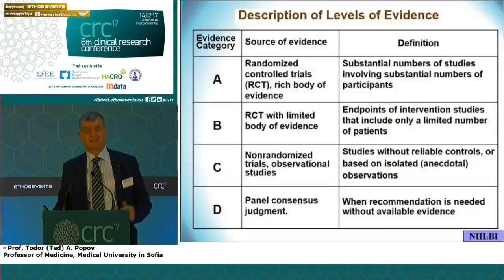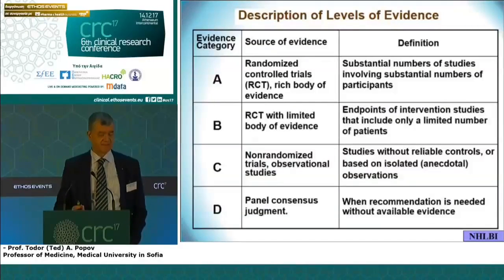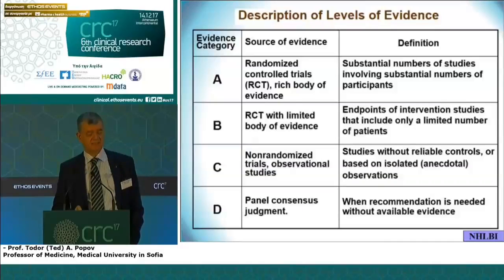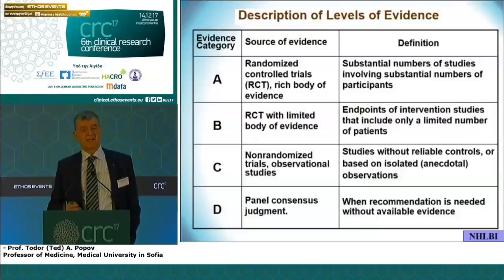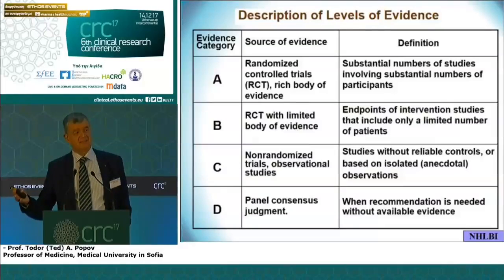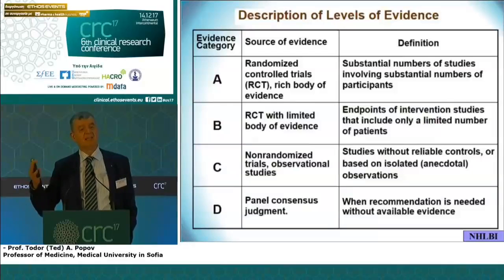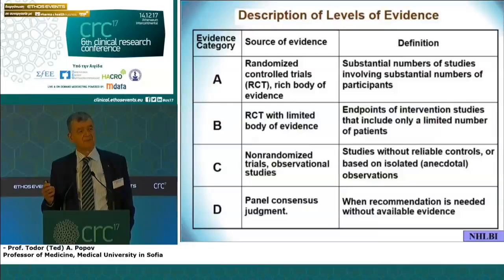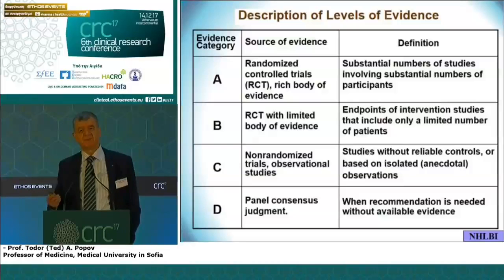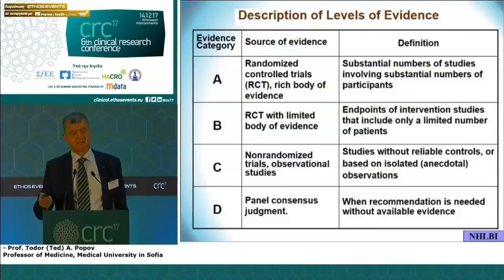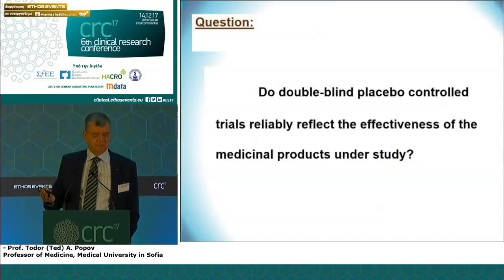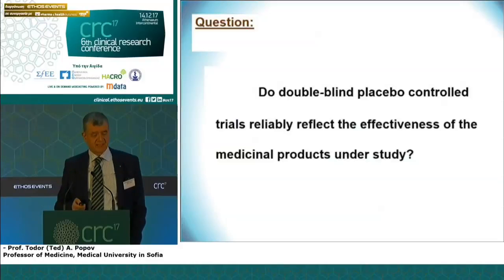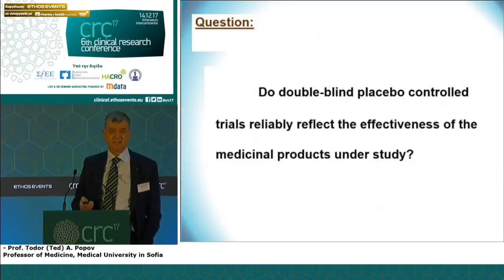And there has been one table very well known to all of you, with levels of evidence as accepted by the National Heart, Lung, and Blood Institute in the States. It's the randomized control trials that provide the richest body of evidence, and they are considered the type A evidence for giving the green light for subsequent approval of a given drug or intervention. But do double-blind placebo-controlled trials reliably reflect the effectiveness of medical products that are studied?